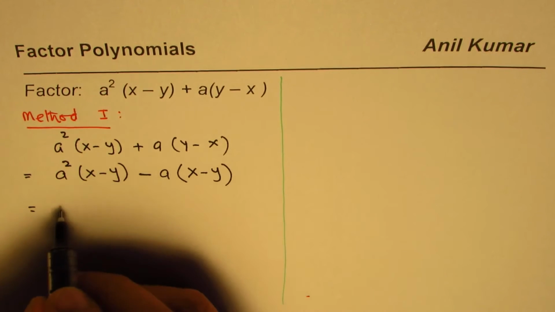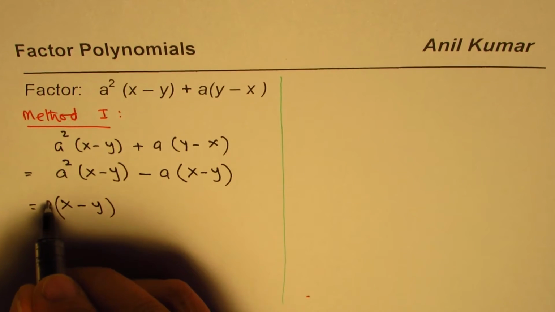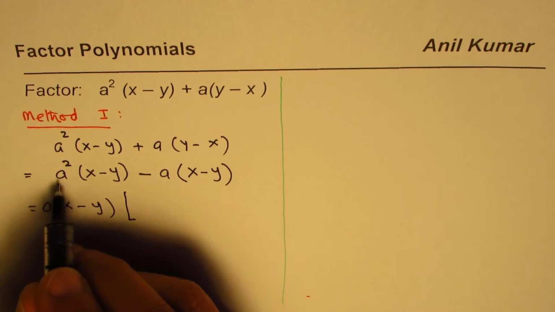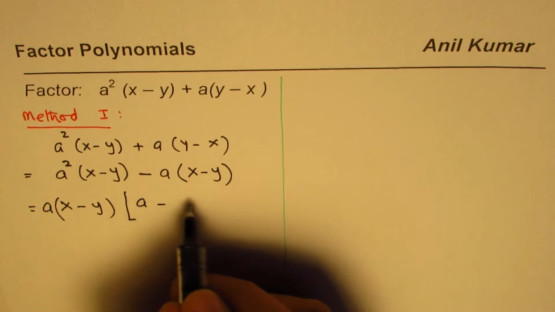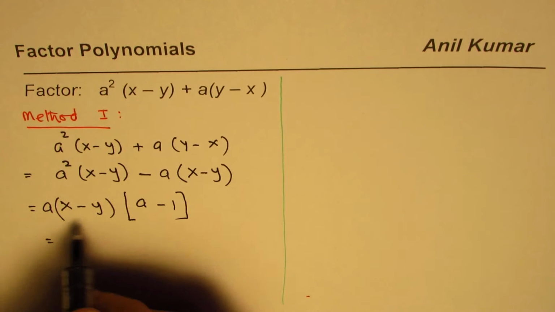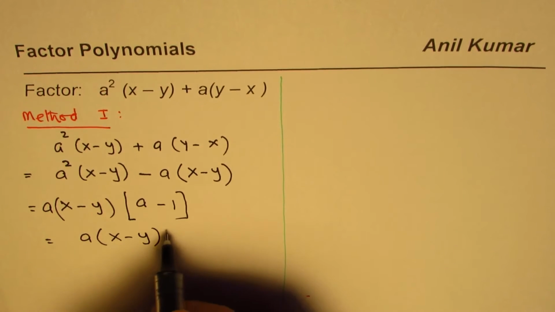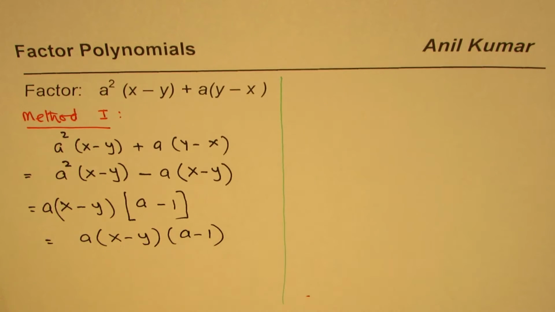Now you can see (x minus y) is a common factor. Also, a is also common, don't miss that. And then we have a left from this side and minus 1 since we took both of them, correct? So we have factored this and it is a times (x minus y) times (a minus 1), right? So that is the method which we prefer to use.